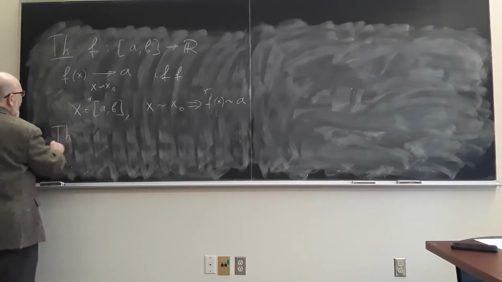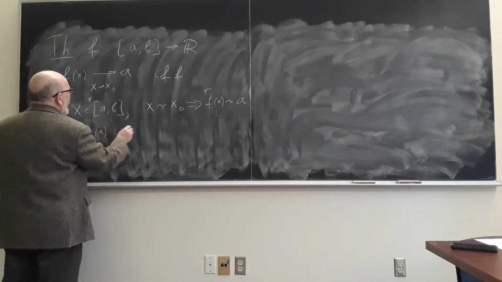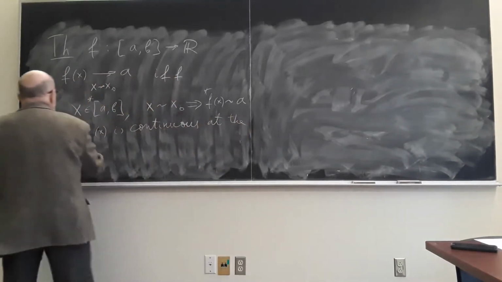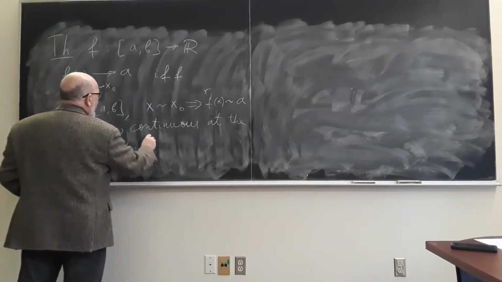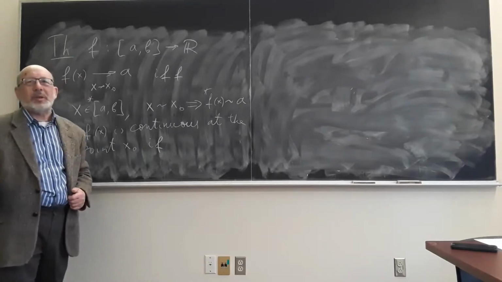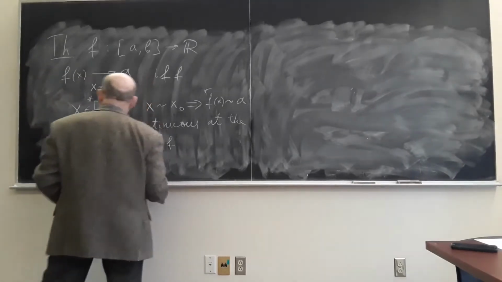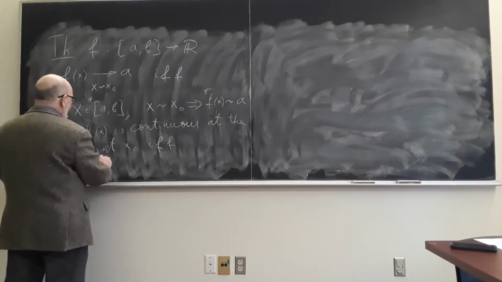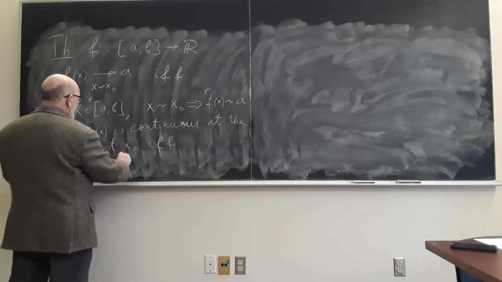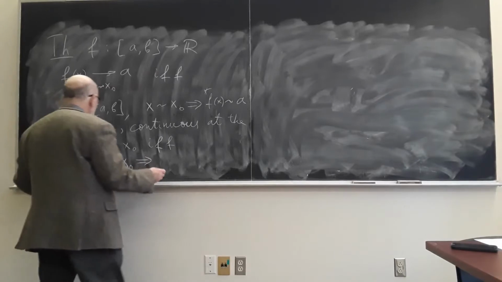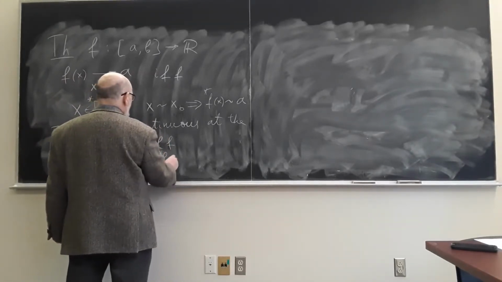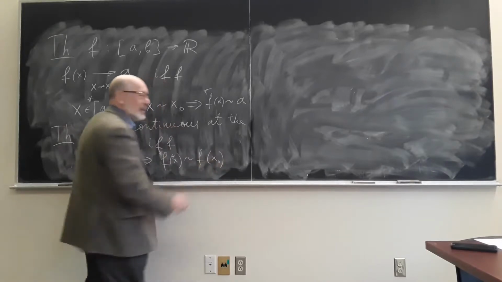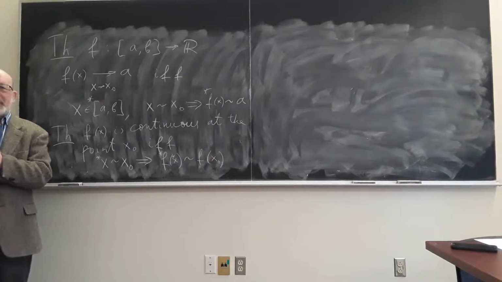Next is the definition or the theorem that f(x) is continuous at the point x zero. Again, we know what continuous means in the usual sense. If and only if x star is infinitesimally close to x zero, it means that f star of x star is infinitesimally close to f of x zero. So if our argument is infinitesimally close to x zero, then the function is infinitesimally close.